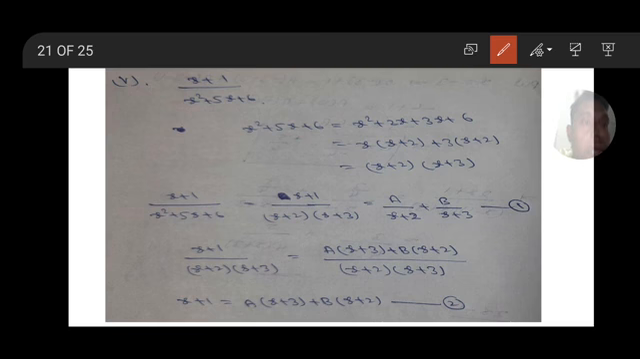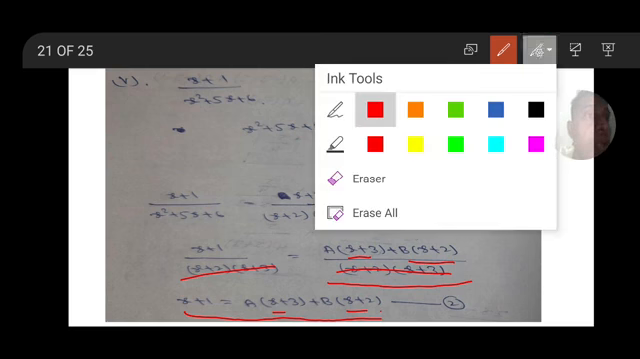So LCM, x plus 2 into x plus 3, we get a into x plus 3 plus b into x plus 2. Denominator cancel both sides. So x plus 1 equal to a into x plus 3 plus b into x plus 2. To get a value, b term must be 0, that is x equal to minus 2. To get b value, a term must be 0, that is x equal to minus 3. X equal to minus 2, we get a value. X equal to minus 3, we get b value.